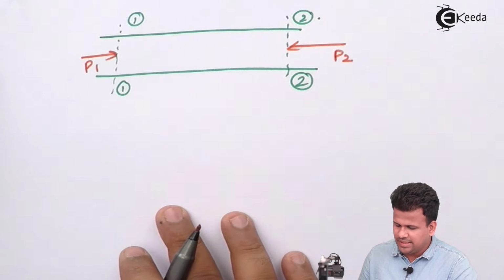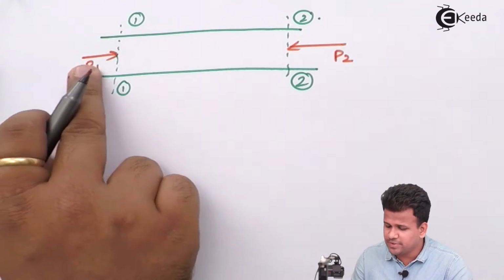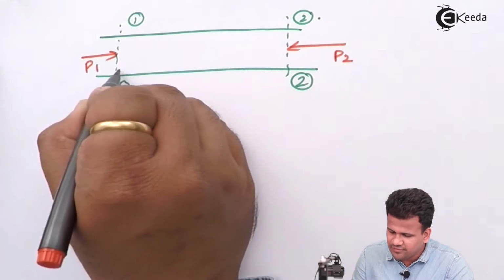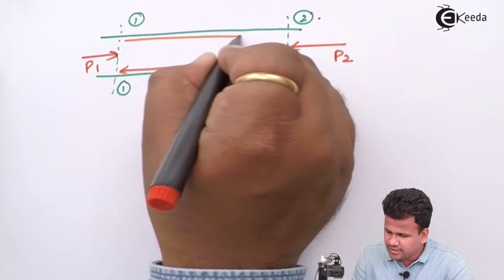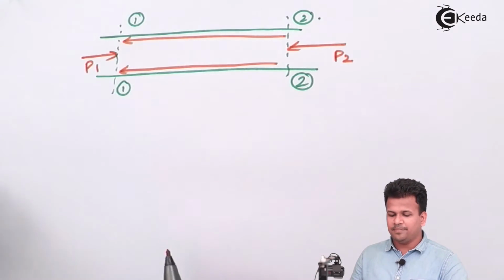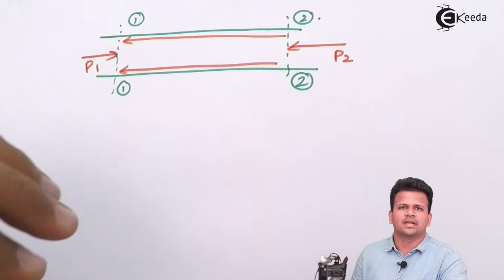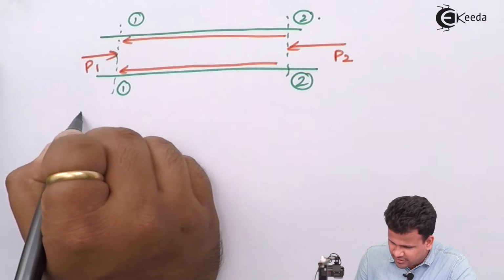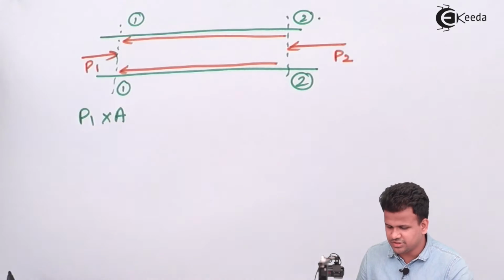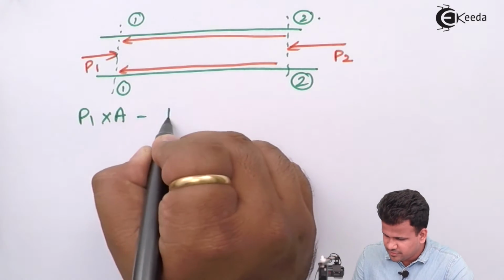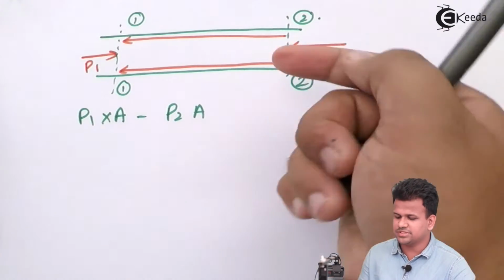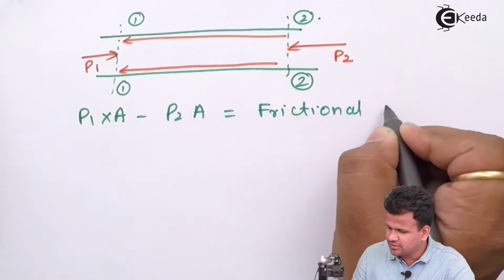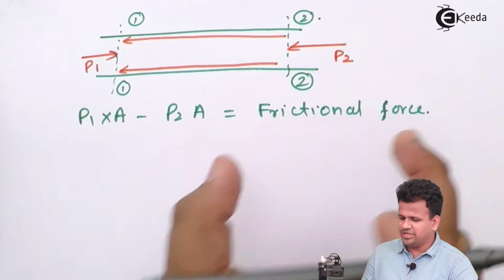Let us understand this part: there will be a pressure P1, which will be the driving force, and the opposing force will be the force due to P2, as well as the frictional force offered on the inner surface of the entire cylinder. So let us write this down: P1 into area of cross section, that is the force applied in this direction, minus P2 into area of cross section, that is the force applied towards left, will be equal to the frictional force.